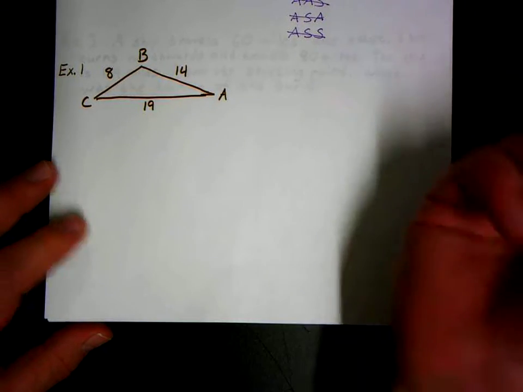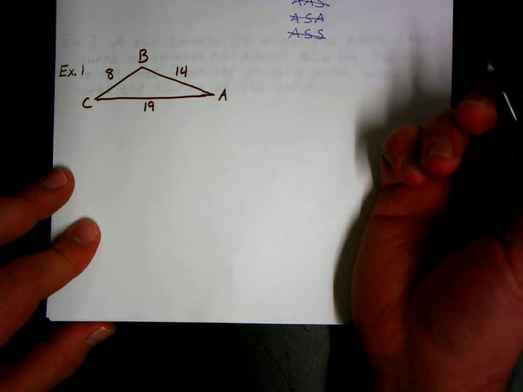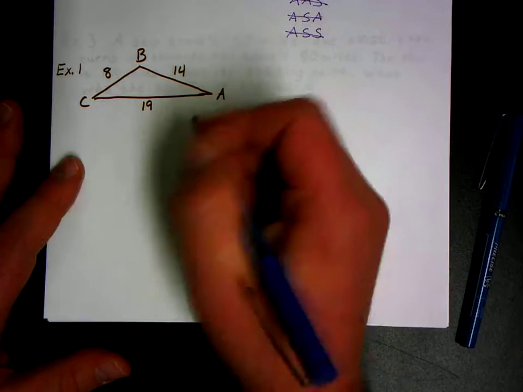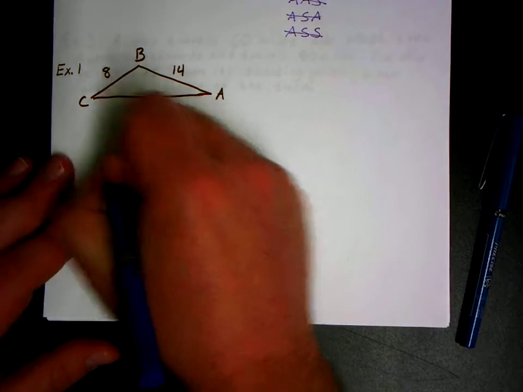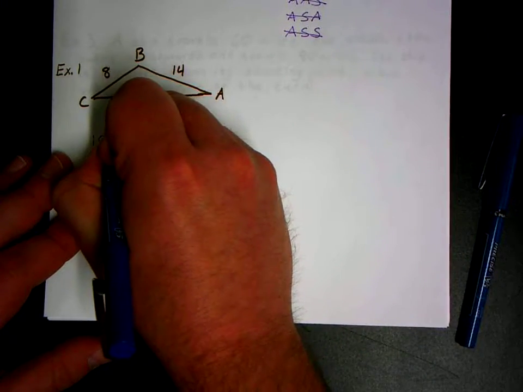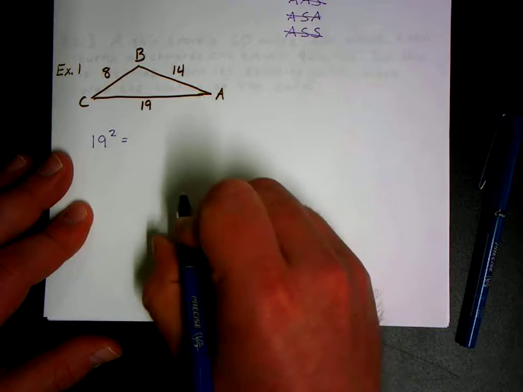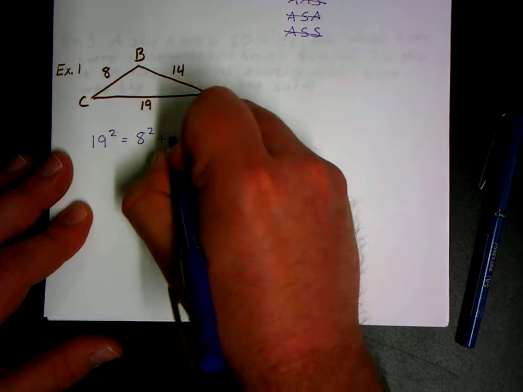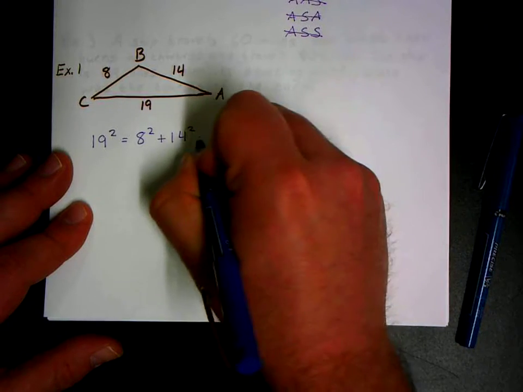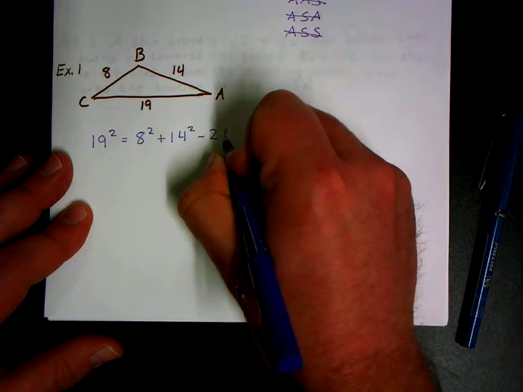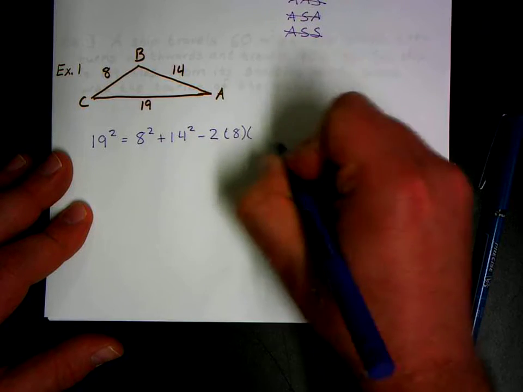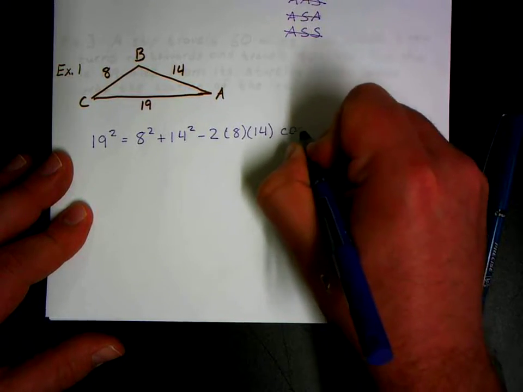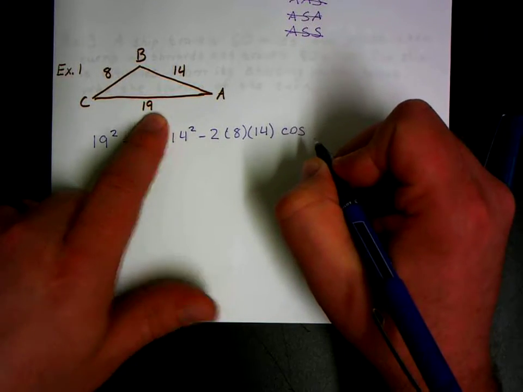So we need to find an angle. It doesn't matter which angle we find first. It's just whichever side we start with. So if I start with the 19 first, then I put the other 2 sides on the other side, minus 2 times 8 times 14 times cosine. Now, I take the 19, I use the opposite angle.